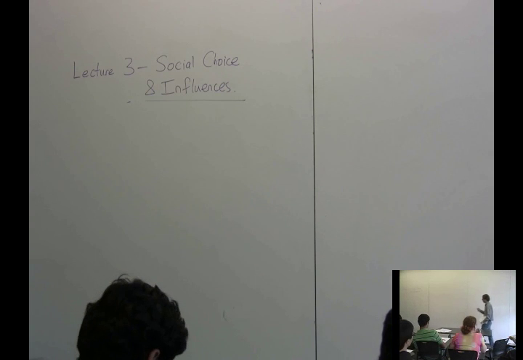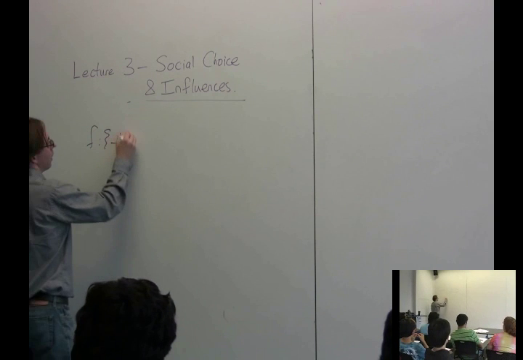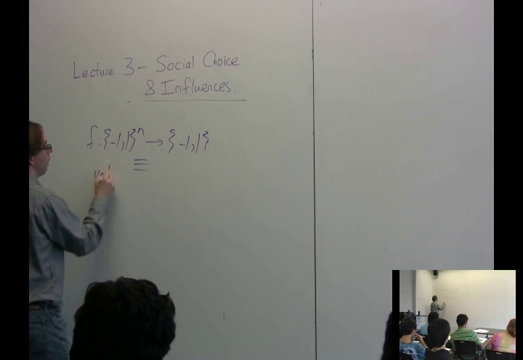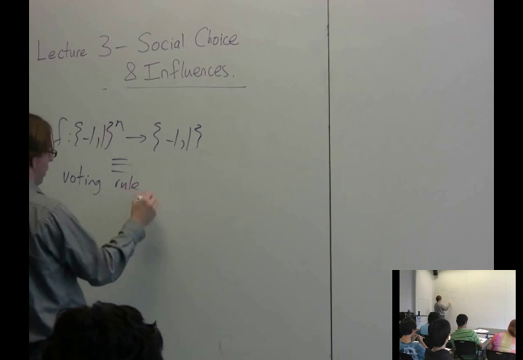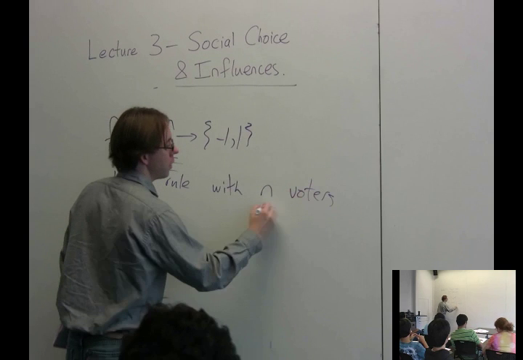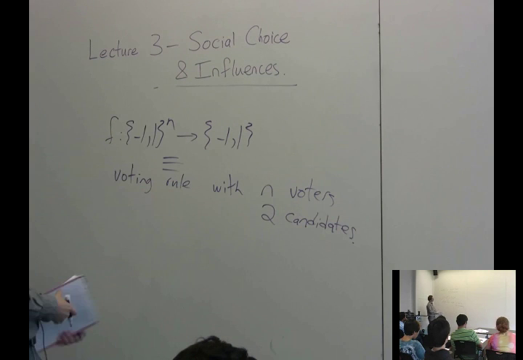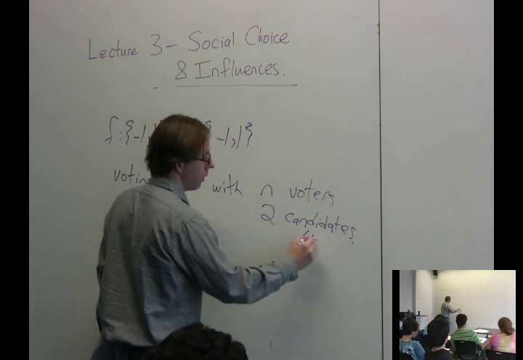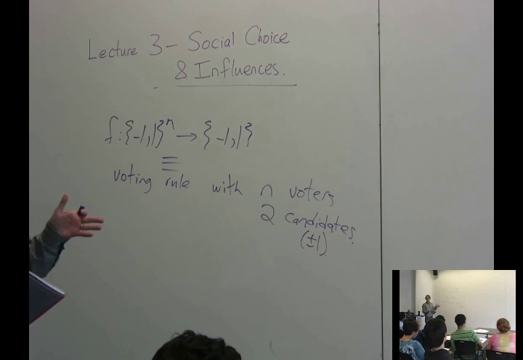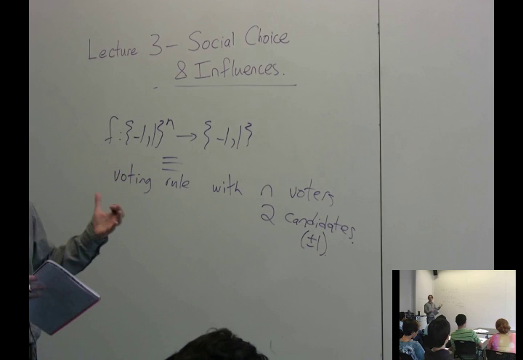In particular, our best friend for the class, the Boolean function, can be very well thought of as a voting rule in an election with n voters and 2 candidates. The voters correspond to the input coordinates, and the 2 candidates are named, let's say, plus or minus 1. So if everybody votes, that gives you a list of n plus or minus 1s, to which you can apply f, which gives you an outcome. You think of that as the winner of the election given the votes.